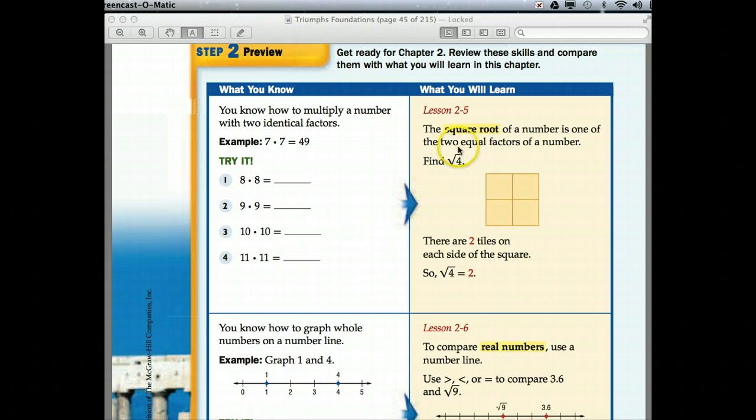In Lesson 2.5, we're going to be discussing the square root of a number. So the square root of 4, what two numbers can you multiply together, the same number, to get 4? Well, 2 times 2 is 4. What we're looking at is the square tiles. As you put them 2 by 2, then we can tell that the square root of 4 is 2.